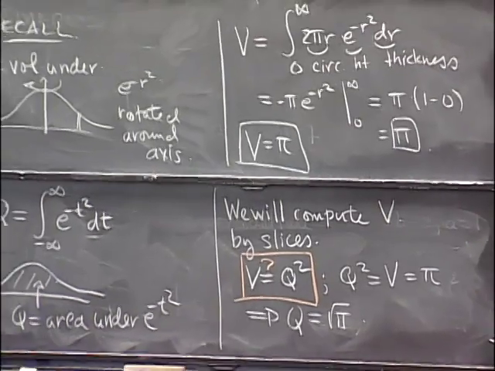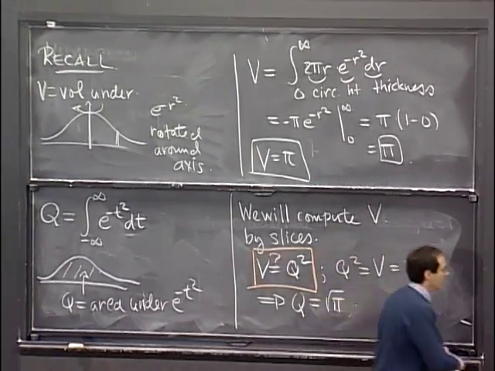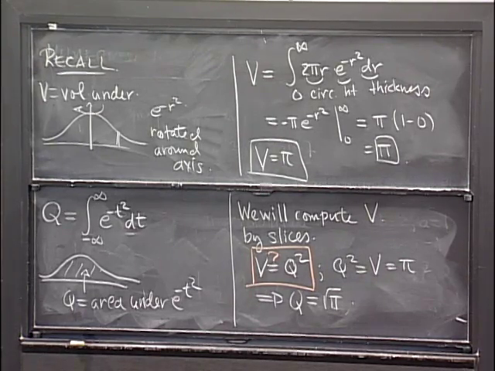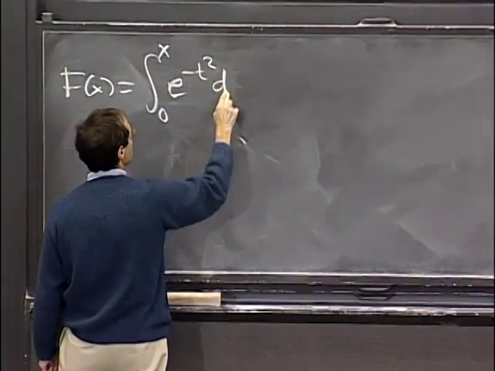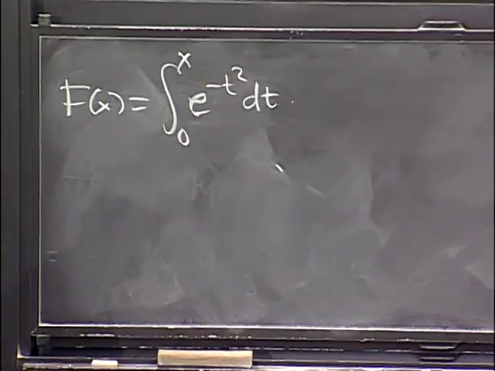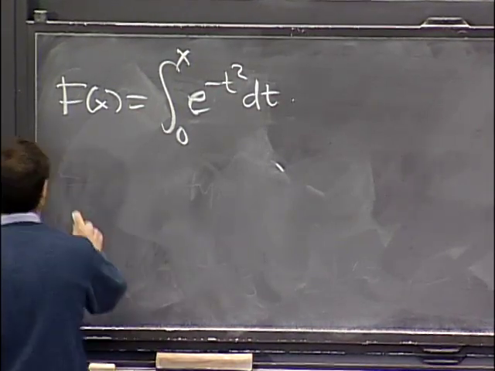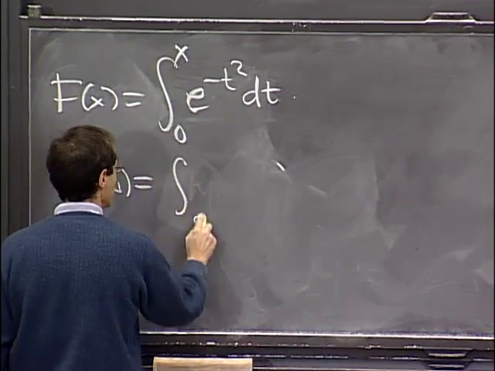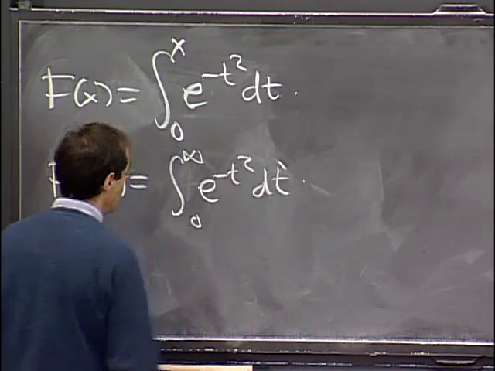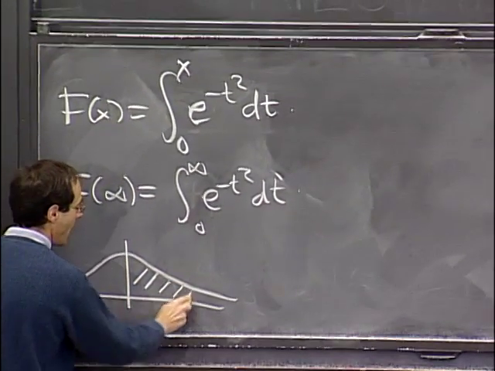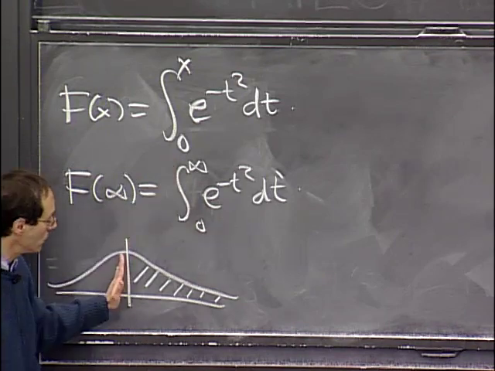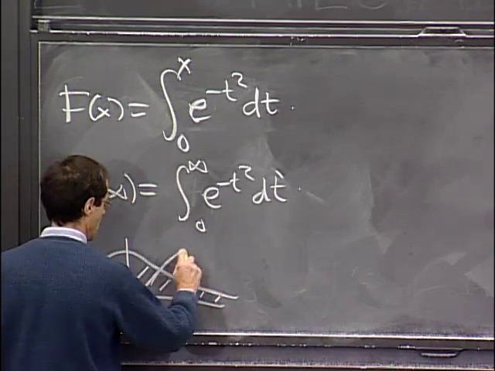Now, let me connect this with what we did a few days ago with what I called one of the important functions of mathematics besides the ones you already know. And so the function that we were faced with and that we discussed was this one. All right. And then we were interested in the value at infinity. We were interested in this, which, if you draw a picture of it and you draw the same bell curve, that's the area under half of it. That's the area starting from 0 and going to infinity. That's the area under half. So this chunk is f of infinity.